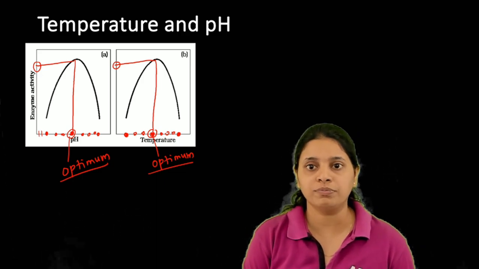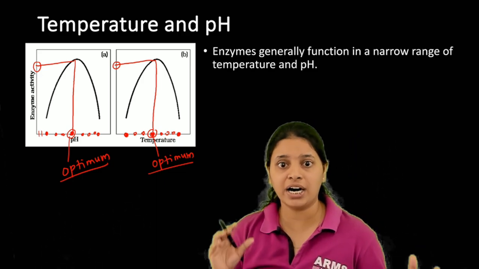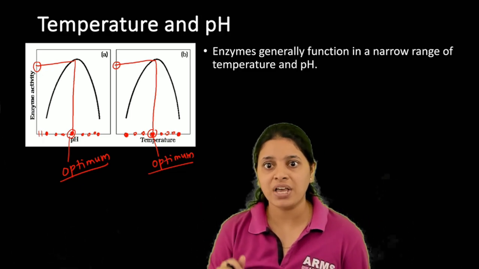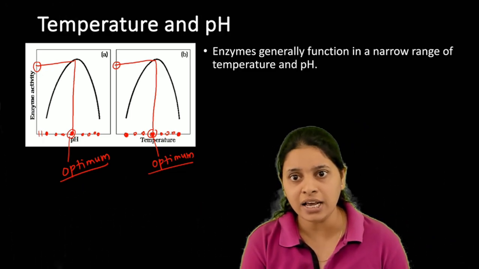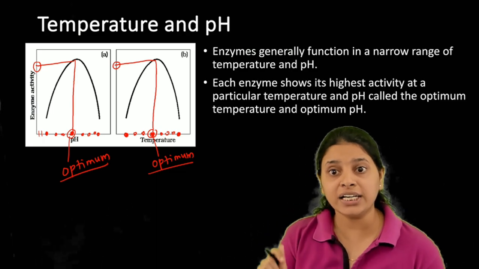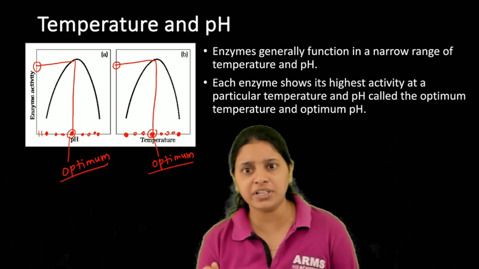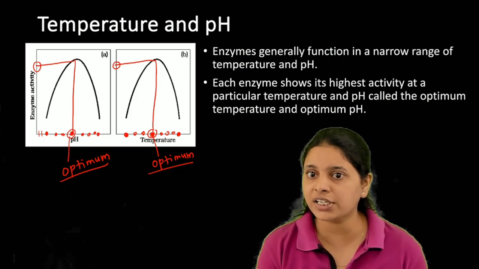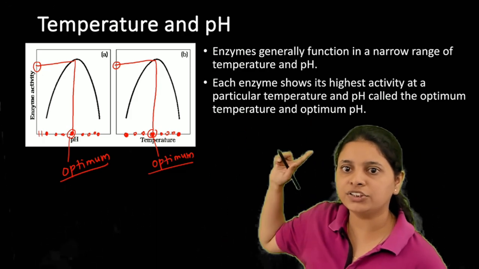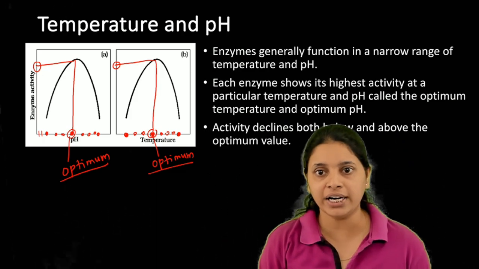Okay. So, what can we say regarding pH and temperature? Enzymes generally function in a narrow range of temperature and pH. Each enzyme shows its highest activity at a particular temperature and pH. And what do we call this temperature and pH? The optimum temperature and optimum pH, right?